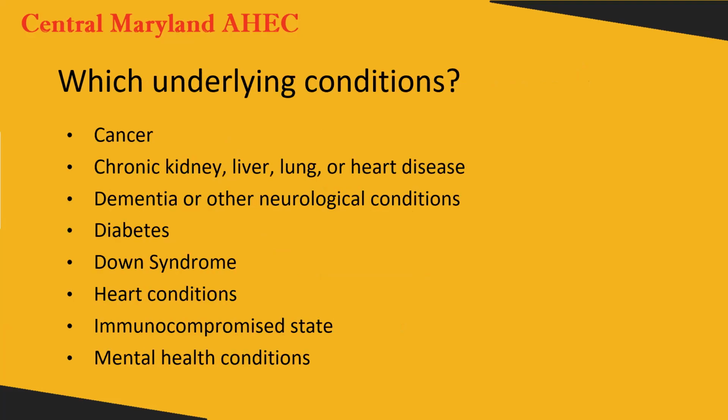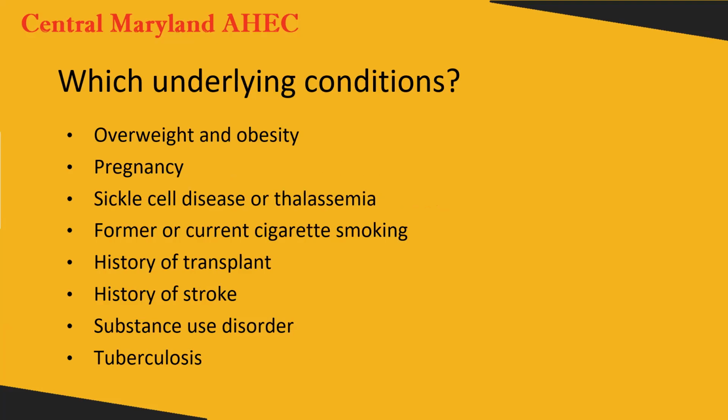Looking into some of the details, there are a number of underlying conditions that would qualify you for this recommendation. This includes cancer; chronic kidney, liver, lung, or heart disease; dementia or other neurological conditions; diabetes; Down syndrome; heart conditions; an immunocompromised state; as well as mental health conditions. Some more are overweight and obesity, pregnancy, sickle cell disease or thalassemia, former or current cigarette smoking, a history of transplant, a history of stroke, substance use disorder, and tuberculosis. These conditions are all thought to increase your risk of serious illness from COVID. I do want to mention that vaccines are very much still effective against COVID, including against the Delta variant, but the effectiveness can decrease over time. Because of this, these certain groups are recommended to get a booster.